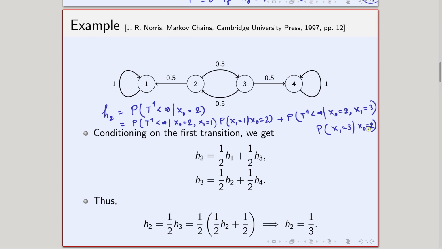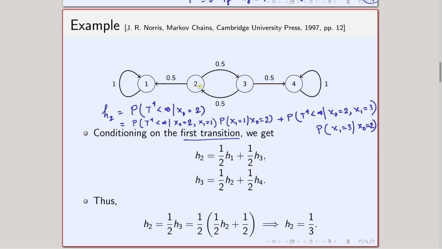Okay. So what I have done, note that from 2 I can go to 1 or I can go to 3 in one step. So I am doing the conditioning with respect to the next transition. Okay. If I start from 0, the next transition can be 1 with probability half, it can be 2 with probability half.